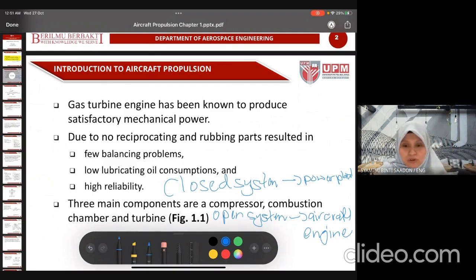So this aircraft engine has an open system. For open system, we have only three main, the basic: compressor, combustion chamber, and turbine. For closed system, we have four components: compressor, combustion chamber, turbine, and condenser to complete the cycle, because it is a closed loop system. So it has to have the last one, condensation. But for open system like aircraft engine, we only need three: compressor, combustion chamber, and turbine. Okay, the basic, of course.